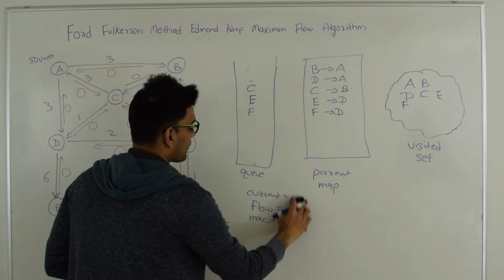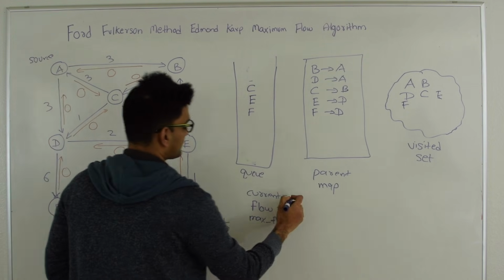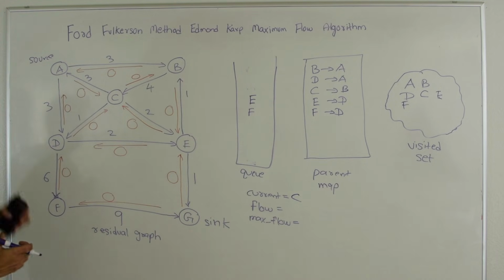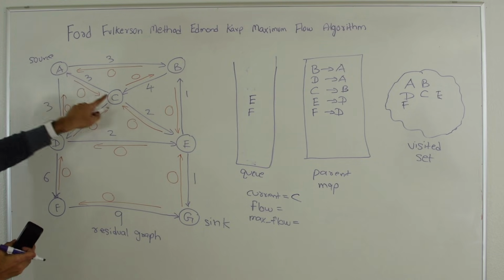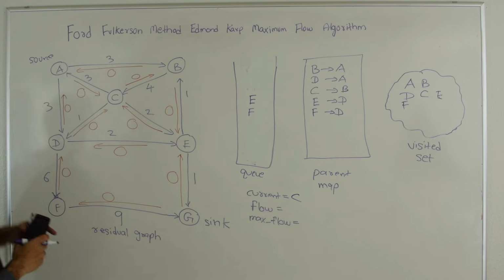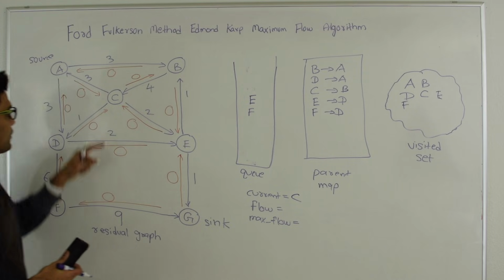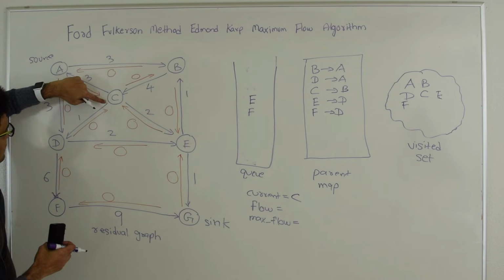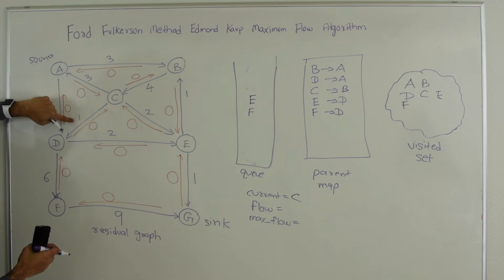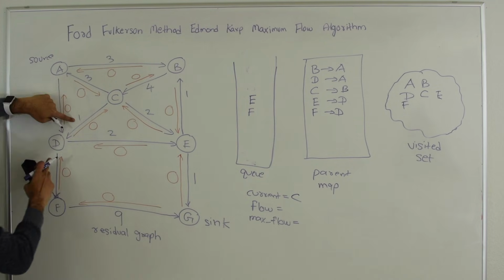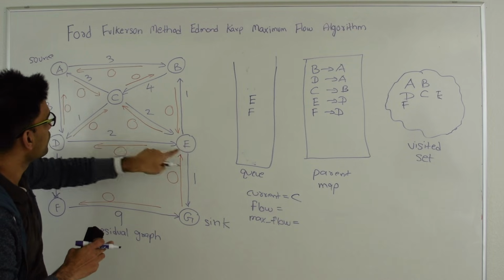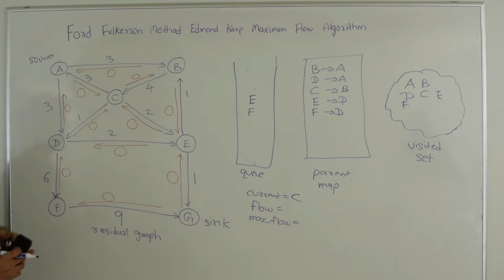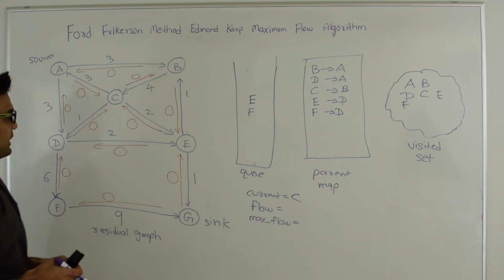So let's again go to the top of the queue and pop the next element out. The next element is C. So we are at C. There's a residual capacity of 3 on this path from C to A, but A is already visited, so we cannot visit A. There is a 0 residual capacity here, so this is not useful. There is a residual capacity of 1 from C to D, but D is already visited, so we cannot visit D. There is a residual capacity of 2 from C to E, but E is also visited, so E cannot be visited again. So we are done exploring C, and C cannot explore any more neighbors.